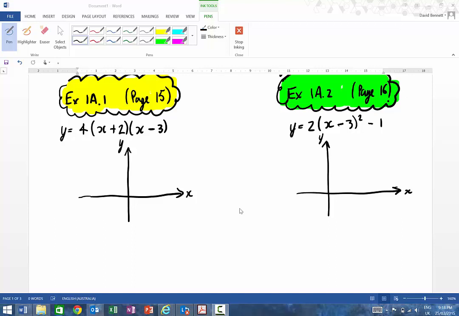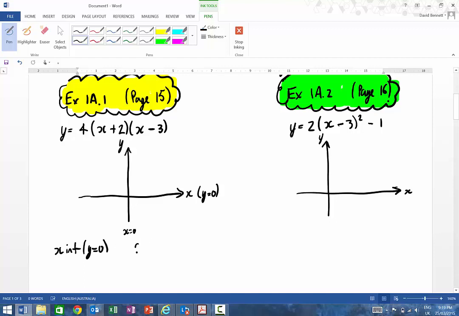The first thing it asks you to do in exercise 1A is to use the information here to find the x-intercepts. Now along the x-axis, we know that y equals 0. Along the y-axis, we know that x is equal to 0. So the first thing we have to do is find the x-intercepts, and the x-intercepts occur when y is equal to 0.